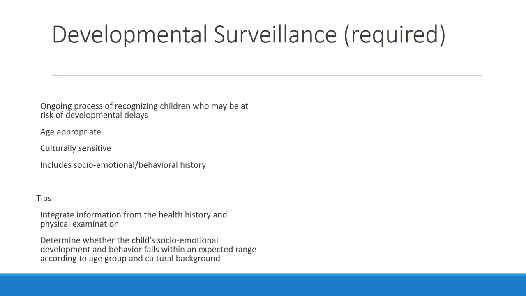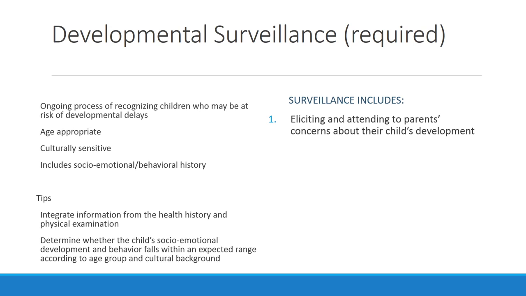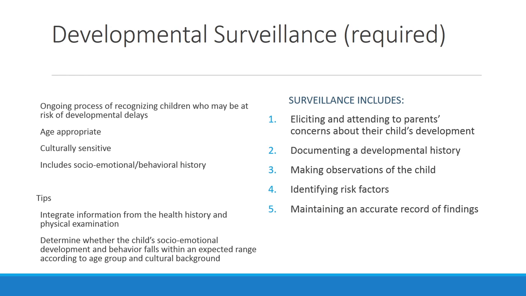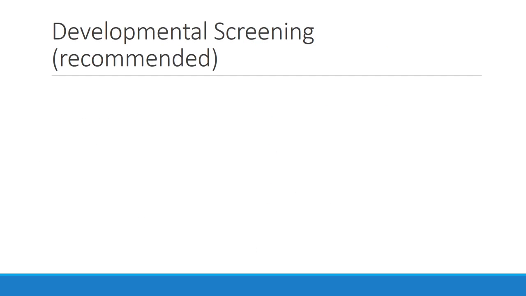Every well-child visit should include surveillance that elicits and attends to parents' or caregivers' concerns about their child's development. This should be documented with the child's developmental history. During surveillance, you will make observations of the child in order to identify potential concerns and will maintain an accurate record of any findings. A developmental screening uses standardized tools, such as the Ages and Stages questionnaire or the Parent's Evaluation of Developmental Status, or the PEDS survey.